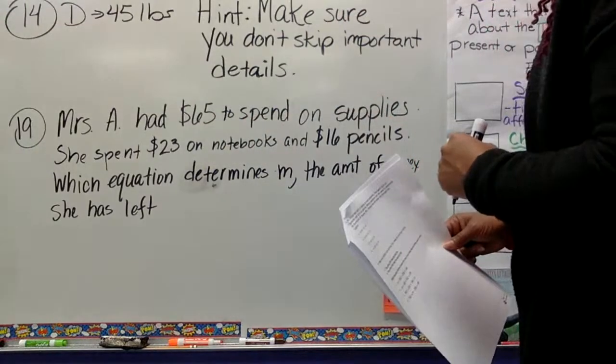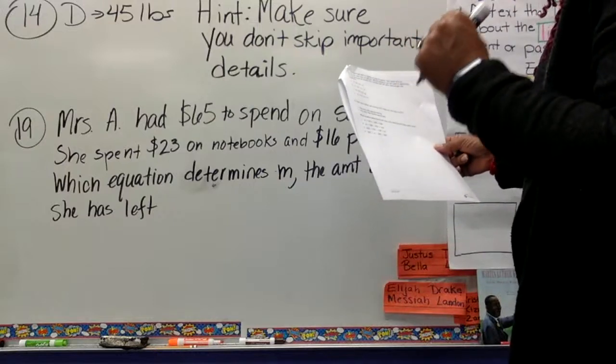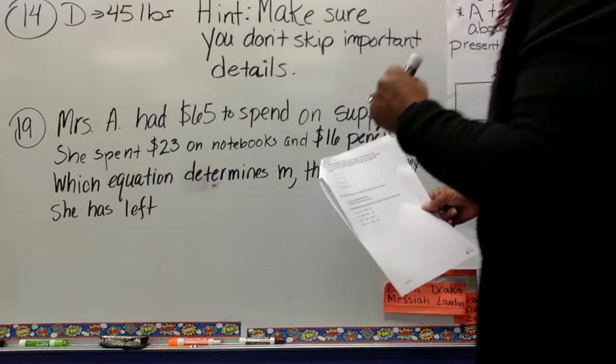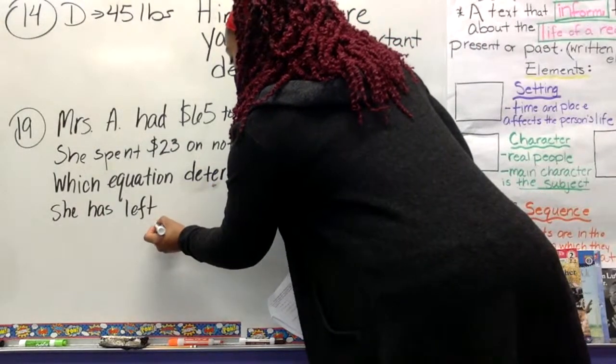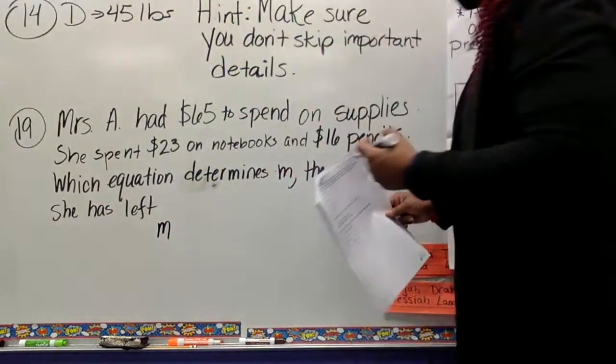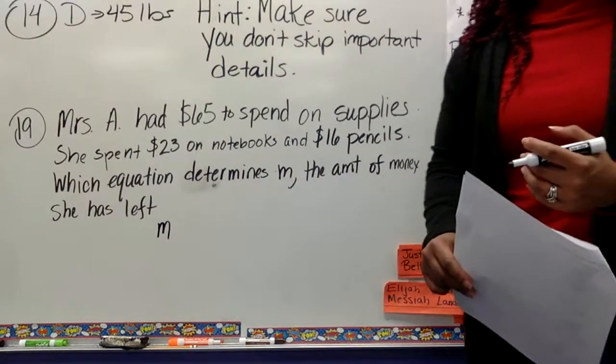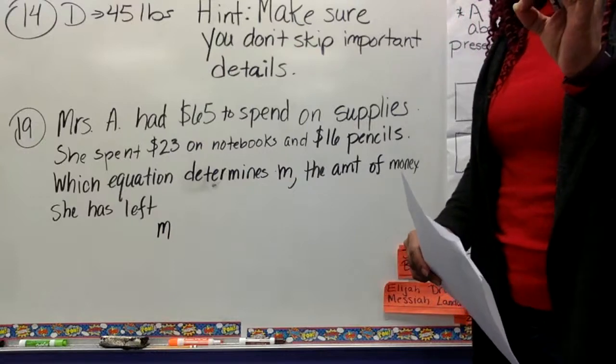Which equation determines the money she has left, M? Whatever I come up with, I don't know what M is. M is going to be how much she has left, so it has to be on one side of my equal sign. Do you see how I work through that in my head?